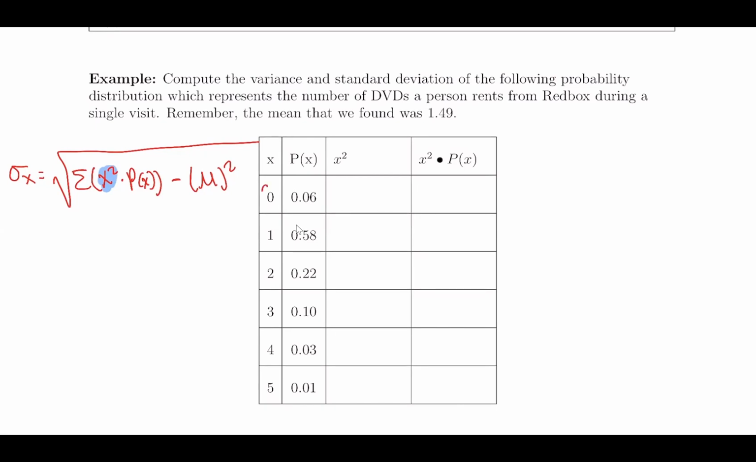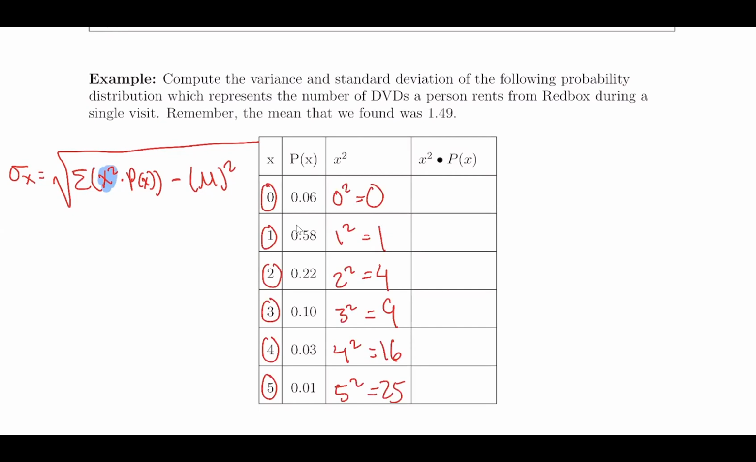So right here where it says 0, we're going to do 0 squared, you get 0. Right here you're going to get 1 squared, so you get 1. Right here you get 2, so 2 squared, you get 4. 3 squared, you get 9. 4 squared, 16. 5 squared, you get 25. All right. Any questions so far? Did I get any of the red numbers?